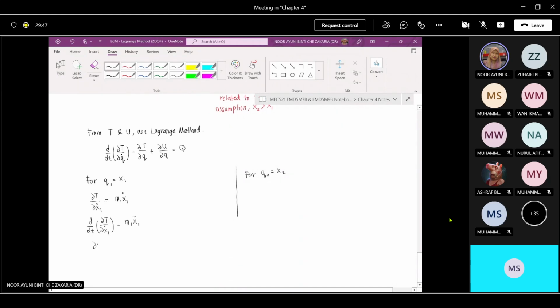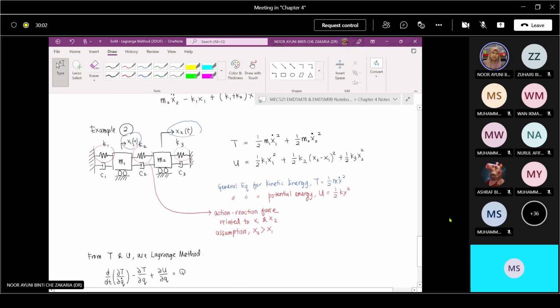Again, the partial derivative of kinetic with displacement x1 is 0. So look again at T. Since we don't have any displacement, you are going to have 0 on that. If the system is very complex, you will have displacement in the kinetic energy. But up to our syllabus, you will not find any.